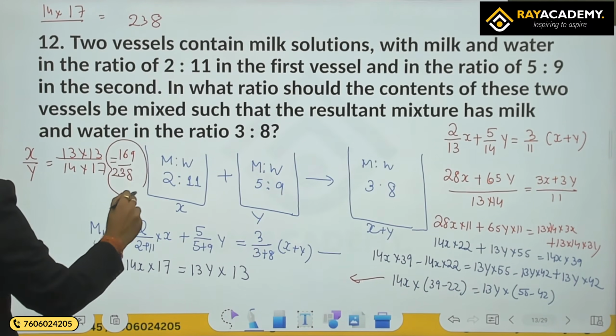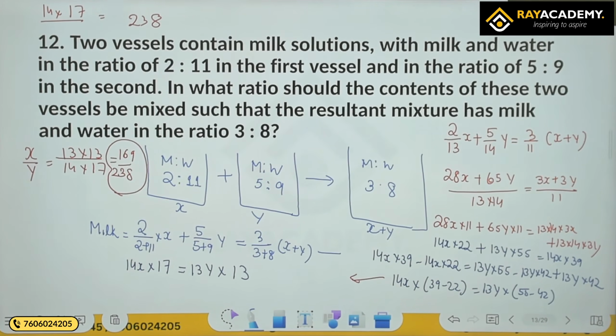This is your answer. In what ratio should the contents of these two vessels be mixed? Answer is 169 to 238 ratio.